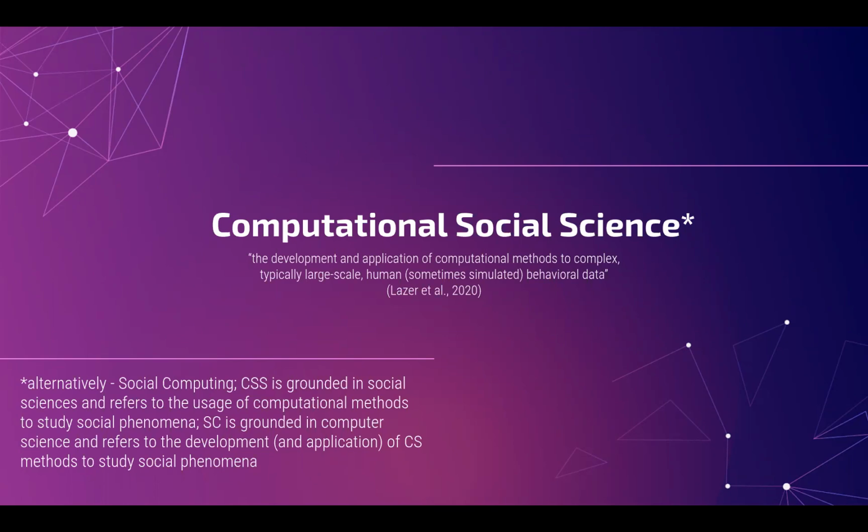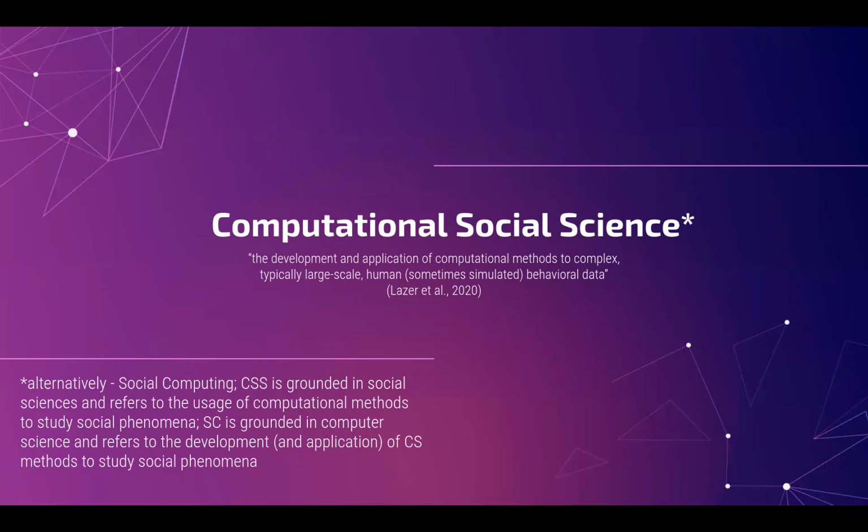My impression is that computational social science is grounded in social sciences and refers to exactly what Stephanie described in the chat: usage of computational methods to study social phenomena. Social computing is more grounded in computer science and refers to the development and application of methods to study phenomena, but it comes more from the roots of computer science and is more often used by computer scientists, it seems to me, and computational social science by social scientists. But they refer to essentially the same field.